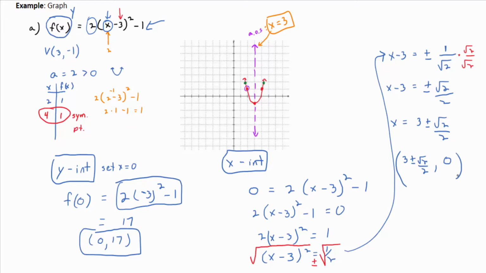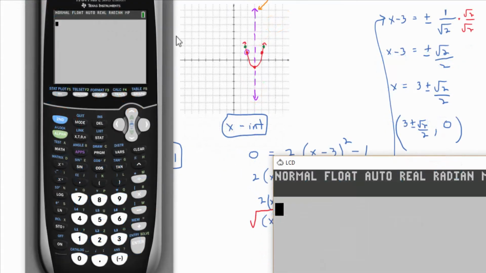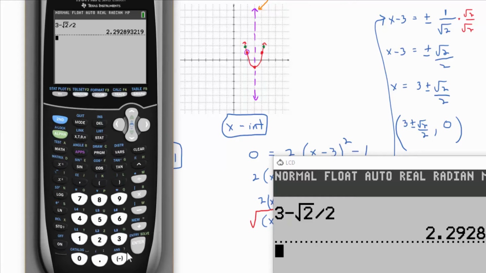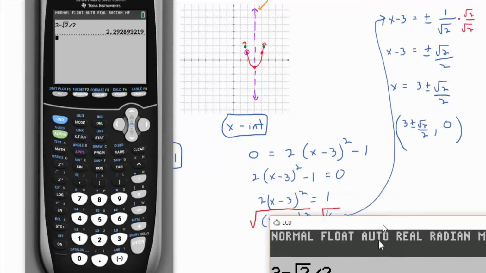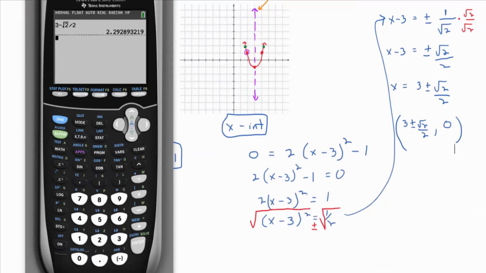It's a little bit abstract, so let's change it to decimals, right? So to get the left-hand one, we're going to use the minus from the plus or minus. So the left-hand one, the x-coordinate will be given by 3 minus root 2 divided by 2. There we go. So about 2.3 if we round. So approximately 2.3, this is just approximate, comma 0. That would be the left-hand one.